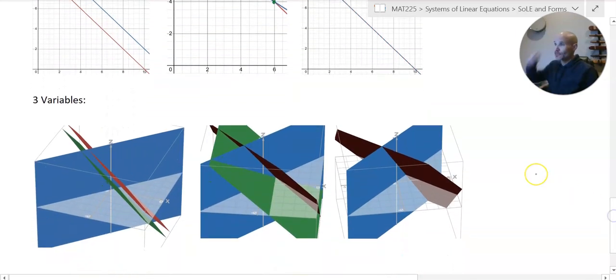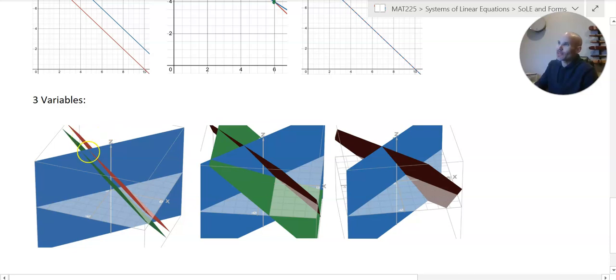Now in 3-dimensional space, the visualizations get a little bit more dynamic and we have to think about it a little bit more deeply. There are lots of ways this could happen, by the way, in 3 dimensions to have 0 solutions. Remember, they're called planes. The idea is that if you take a bunch of lines and glue them together, infinitely many of them, you get what's called a plane. It looks like a flat sheet of paper.